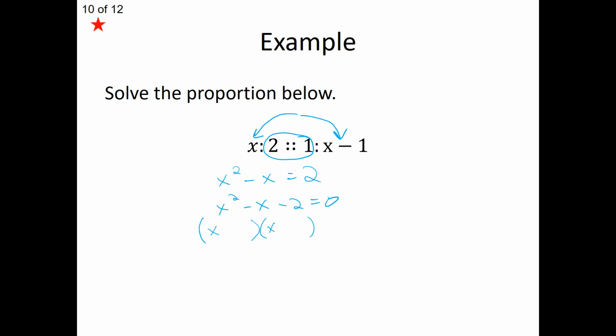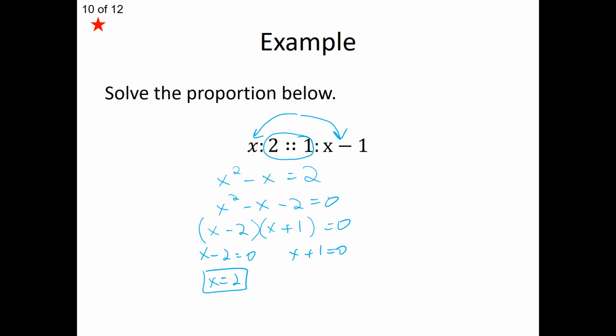Well, that's very simple. That would just simply be negative 2 and positive 1. Negative 2 times positive 1 is negative 2, and negative 2 plus 1 is negative 1. And what we can then do is take each of our factors and set them equal to 0. X minus 2 equals 0, x plus 1 equals 0, and then solve for that x. I'm going to add 2 on both sides. I get x equals 2.